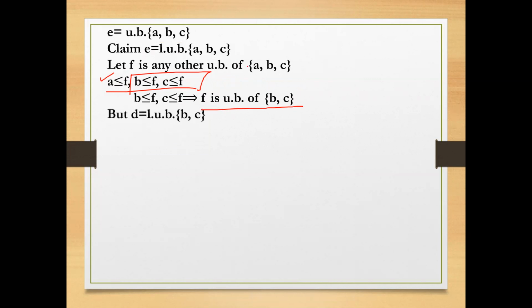But in the previous steps where we have marked equation number 1, we have supposed D is the least upper bound of B and C. Now F is the upper bound of BC, but D is the least upper bound of B and C. So one is the upper bound and one is the least upper bound. D is the least upper bound and F is the upper bound.